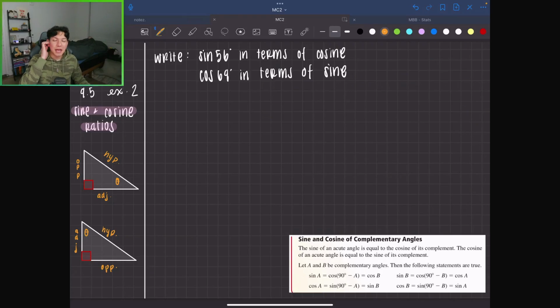All right, in this next example, we're going to talk more about the relationship between the sine and the cosine. They're basically complementary angles of each other, which means that if we add up both of these angles together, they're going to equal 90 degrees. So for the first example, it says, write sine of 56 degrees in terms of cosine.